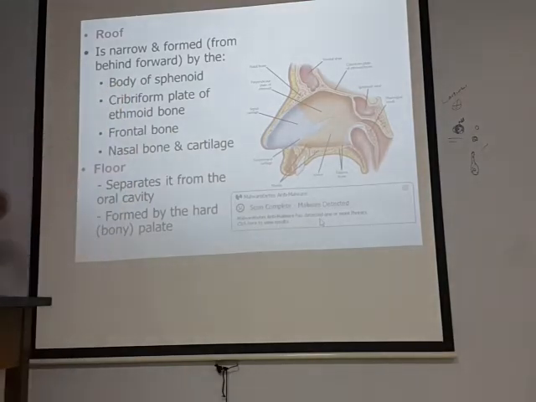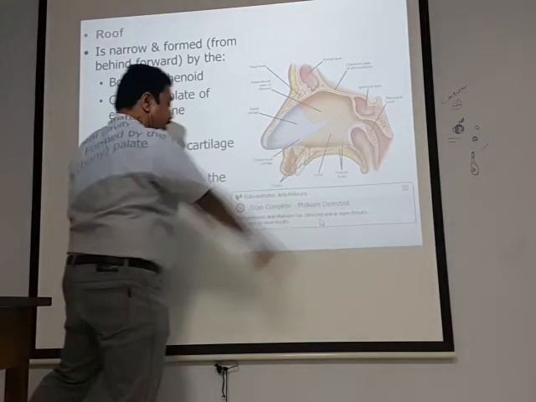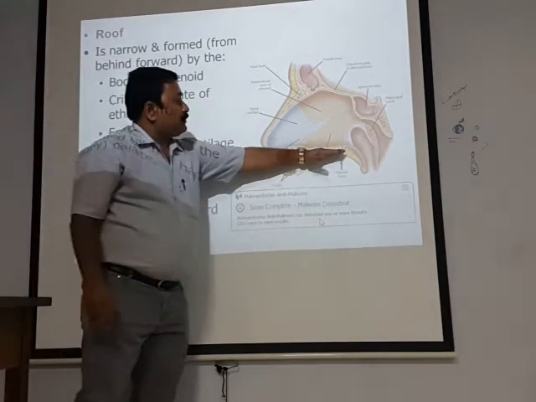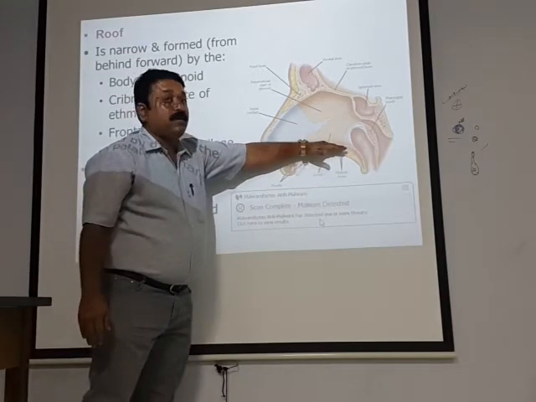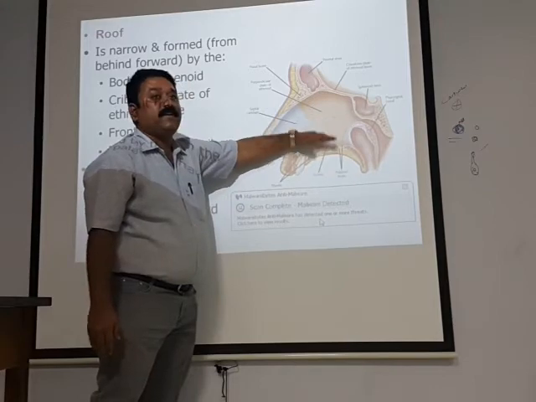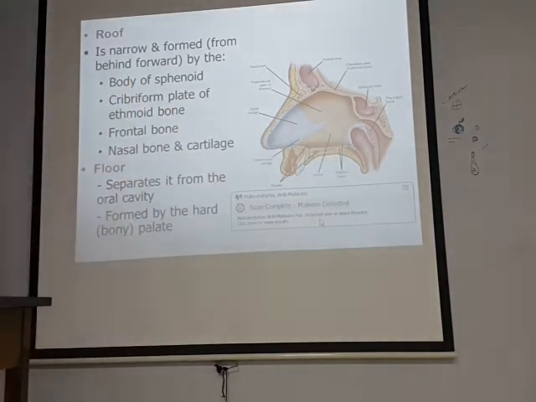Next is the floor of the nasal cavity. This is the floor of the nasal cavity, and it separates the nasal cavity from the oral cavity. So below here, it is separate. The floor of the nasal cavity separates the oral cavity and the nasal cavity. It is formed by the maxilla and the palatine bone, which we call the hard palate.